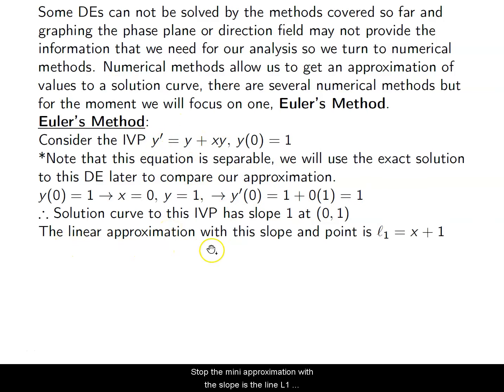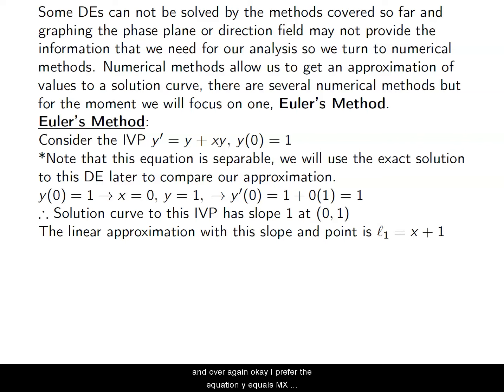So the linear approximation with this slope is the line L1, which equals x plus 1. And that should be very, very easy for you to see because this is a y-intercept. So my b equals 1, and the slope is 1. So it's very easy to throw that in together. I don't even have to do any math to come up with that equation. Now we're going to do this basically over and over again, okay?